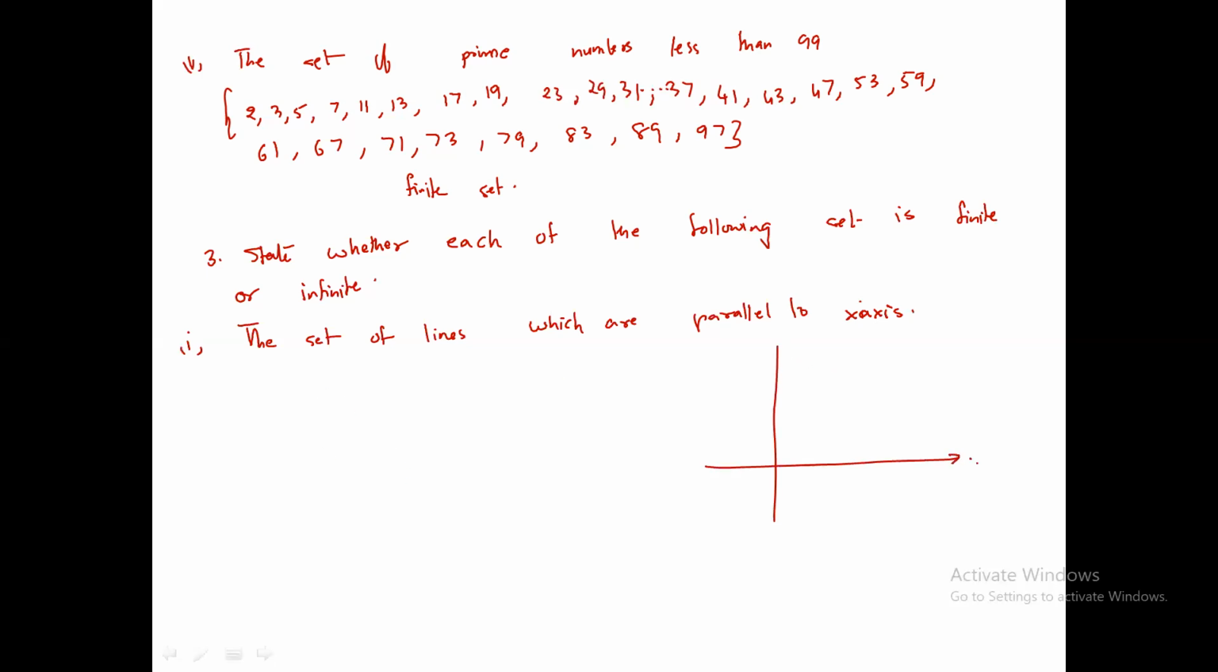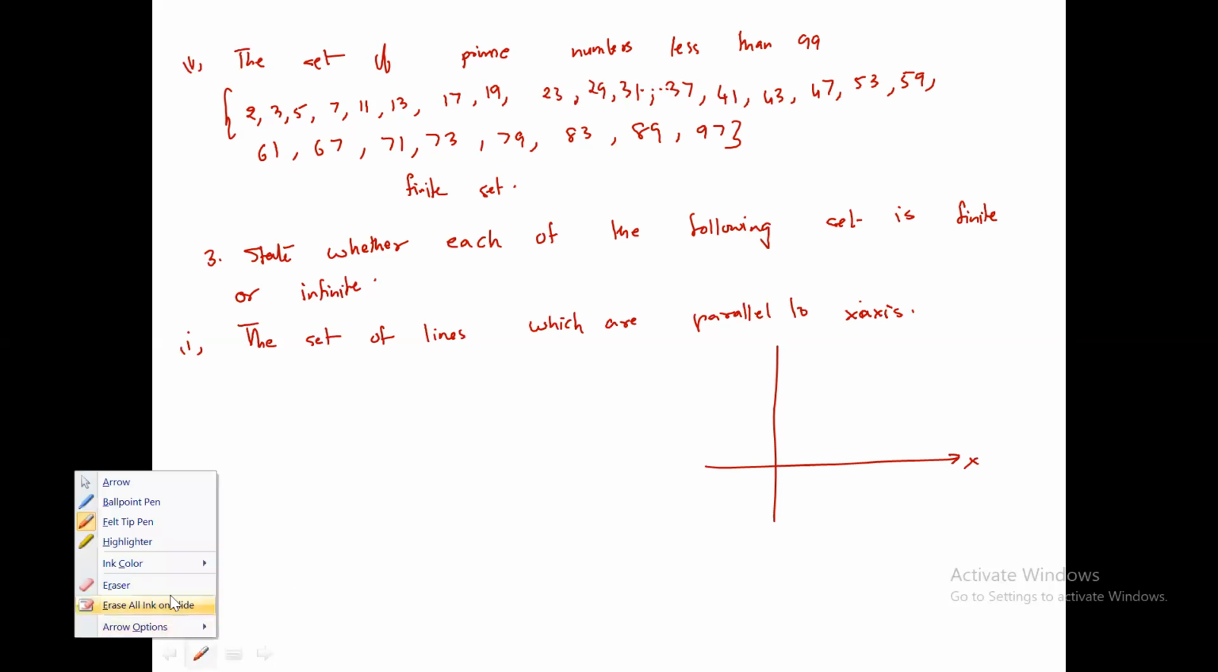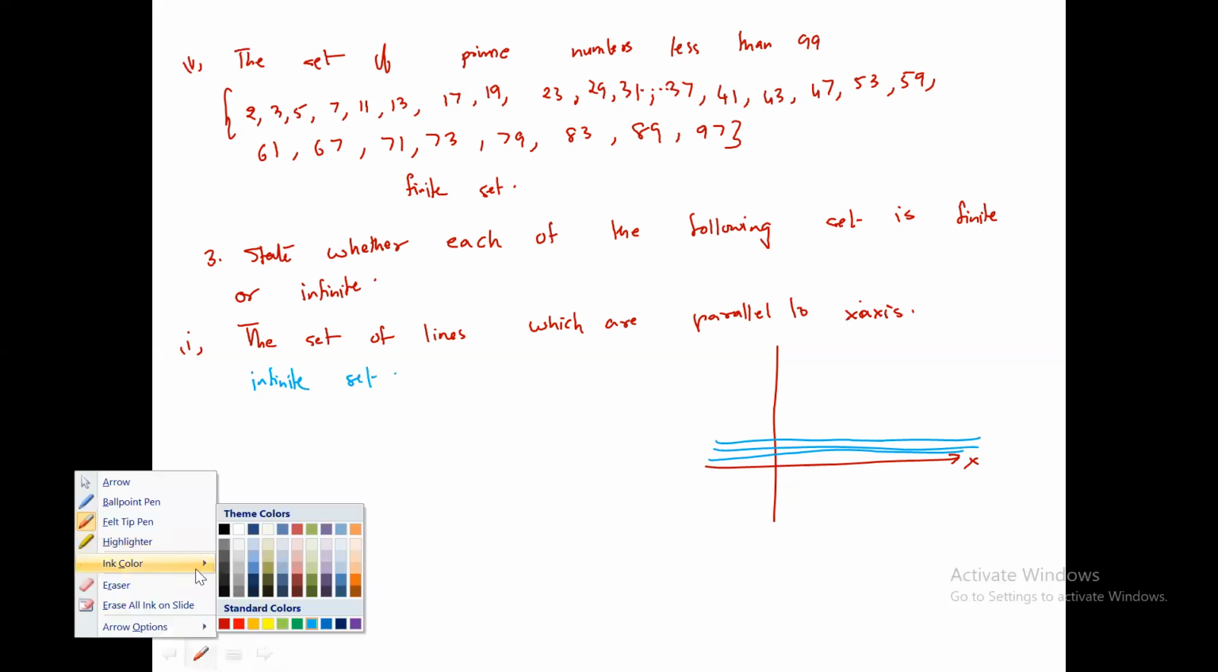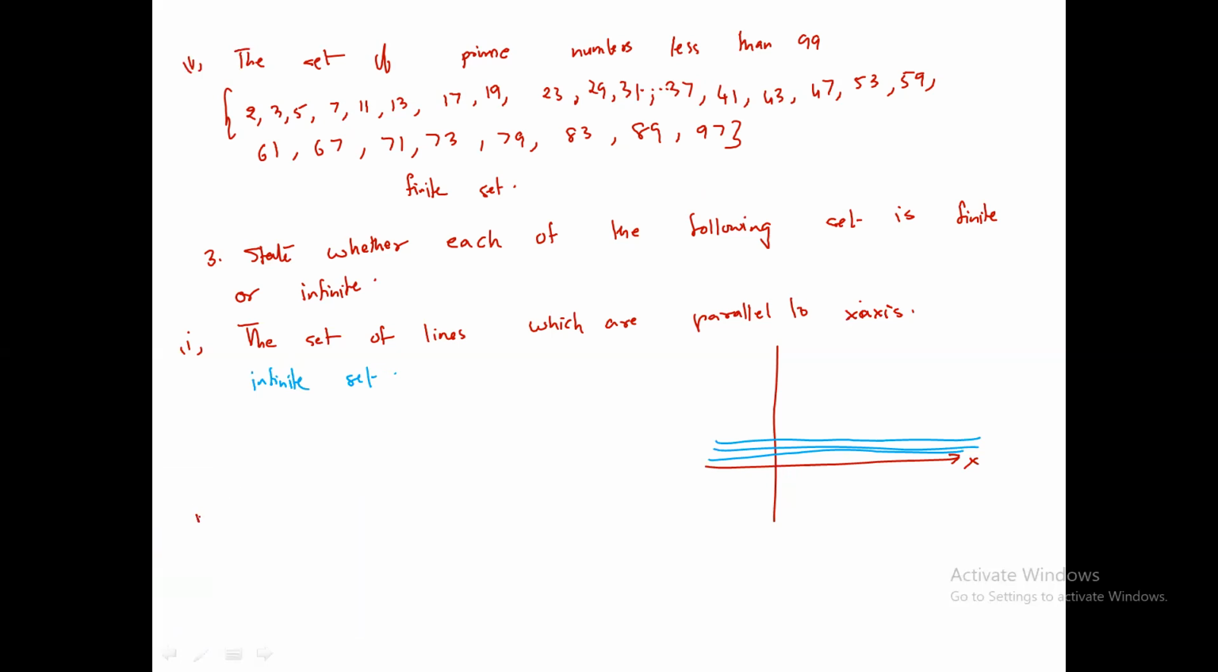Suppose you take the x-axis and, parallel to the x-axis, you start drawing lines. This line is parallel to x-axis, this is parallel to x-axis, this is parallel to x-axis. Like that you will be drawing continuously, there is no end for it. So there will be many such lines. That is why this set is an infinite set. I hope it is clear very well.